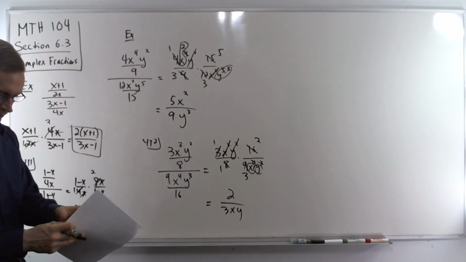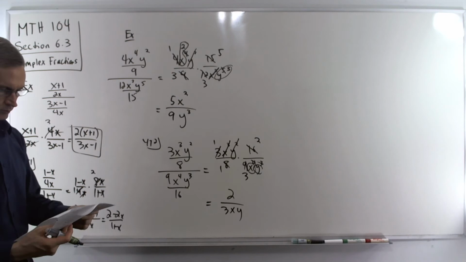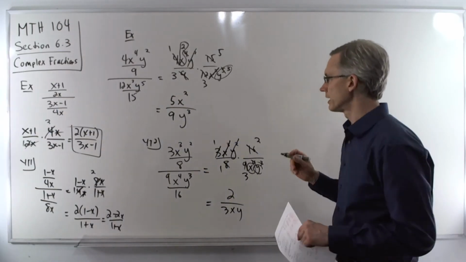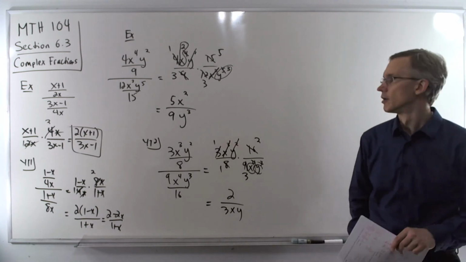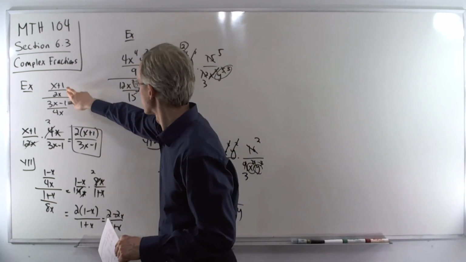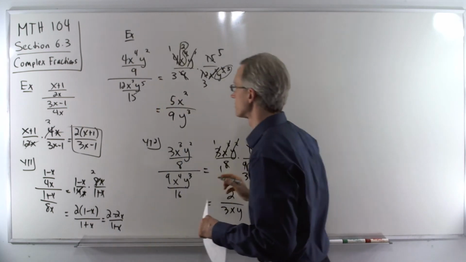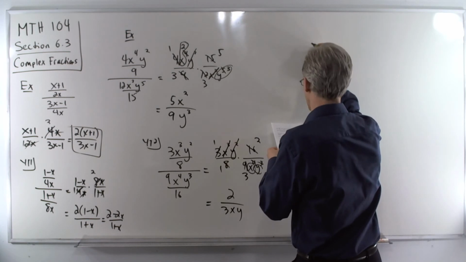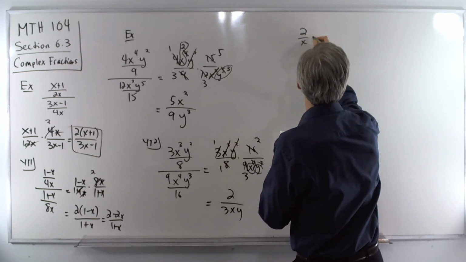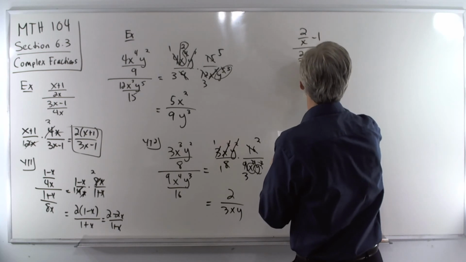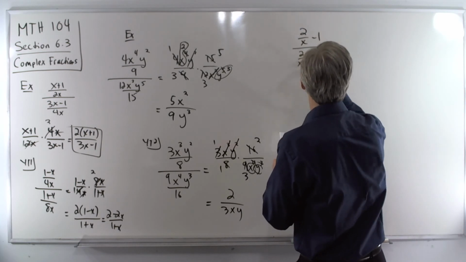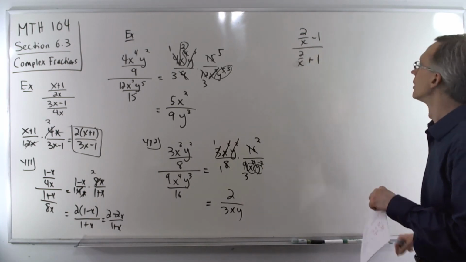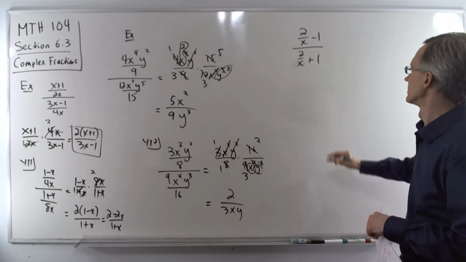All right, so in all the ones we've seen so far, we've been already down to a single fraction on top and the bottom. That's not always going to be the case. Our next example, we do not have a single fraction on top and bottom.